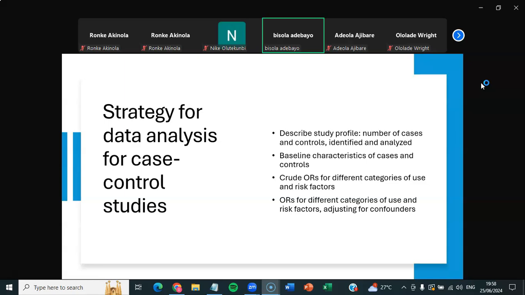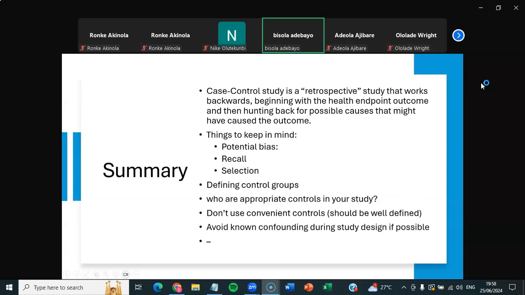Generally, the strategy of approach for data analysis for a case control study: we have to describe the study profile, that is the number of cases and controls identified, and the analyses are normal descriptive. We provide our normal description of baseline characteristics. We do crude odds ratios for the different categories of use and risk factors, and then we do ORs for different categories. We break it down into subgroups, and we also control for confounders.